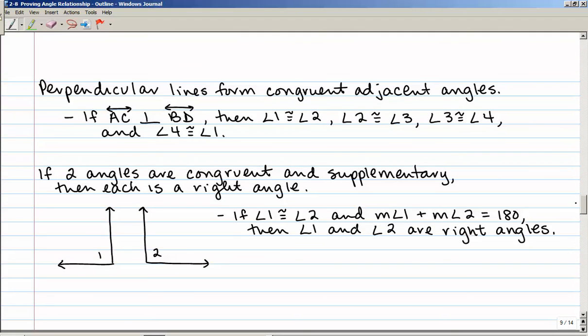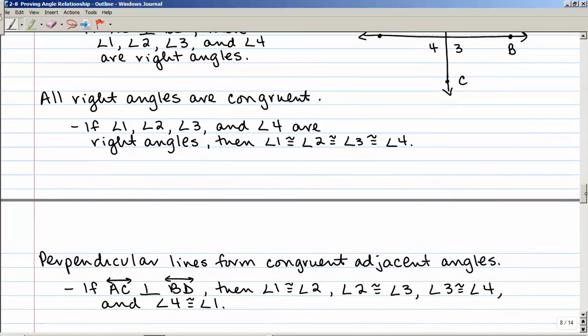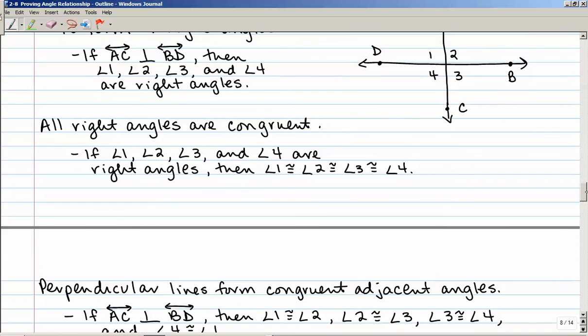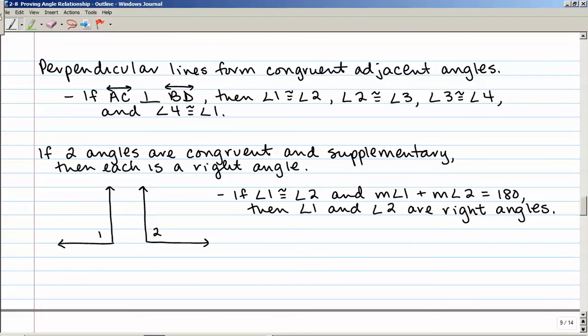Perpendicular lines form congruent adjacent angles. So back in this picture, if AC is perpendicular to BD, then angle 1 is congruent to angle 2, angle 2 is congruent to angle 3, angle 3 is congruent to angle 4, and angle 4 is congruent to angle 1.